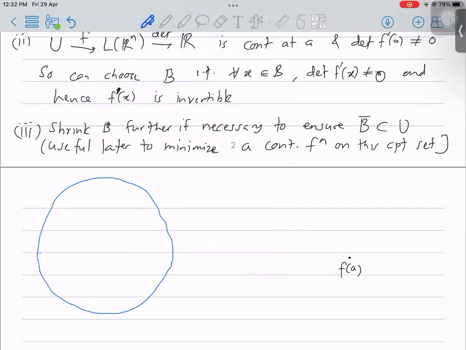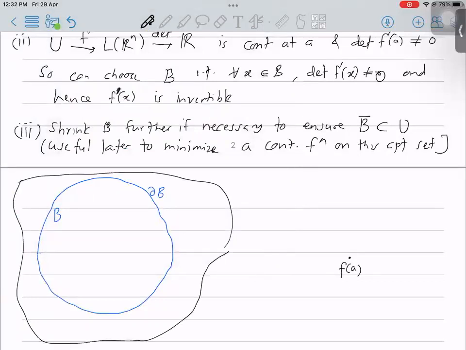And its image is going to be something. But remember, this ball and its boundary are both contained in U. So this is the ball B, and this is the boundary of B. The real action is all going to be inside the ball. So this is U, then that's the boundary. This is the point A.